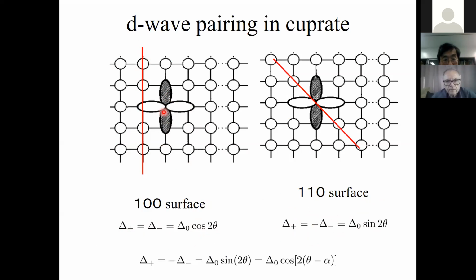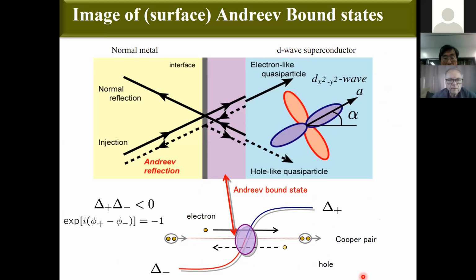And if we cut at an intermediate angle, then it can be given like that. So the image of this picture is like that. Here is the angle alpha, and this is the crystal axis of kappa directions. We cut the surface, and then we inject electrons from a normal metal, the tip of a scanning tunneling microscope. And so the Andreev bound state is generated near the interface or surface of the D-wave superconductor. This is a rough image.